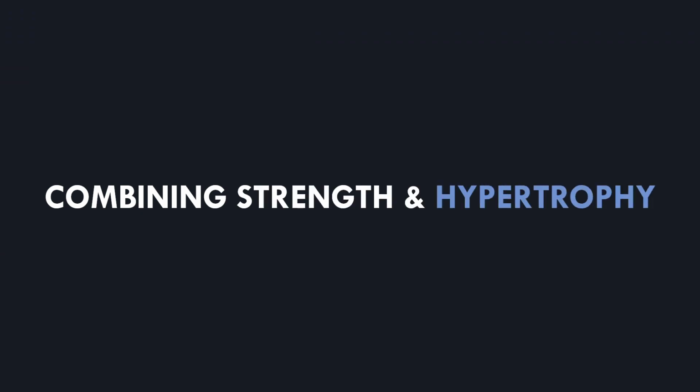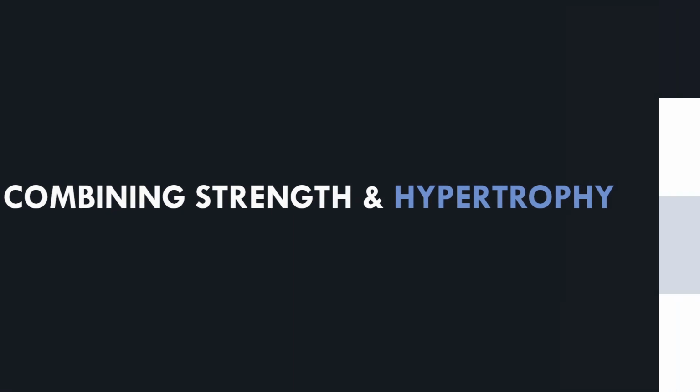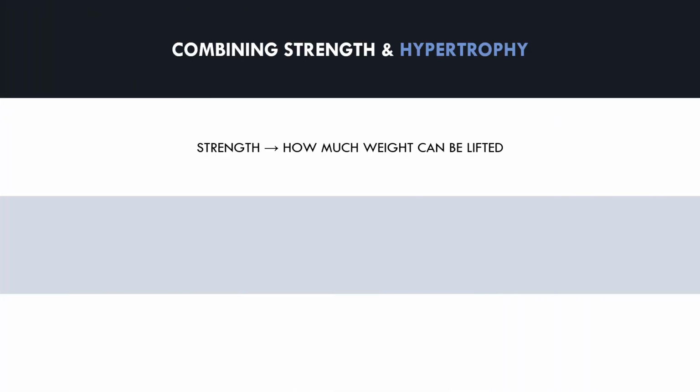However, some trainees also want to get stronger at certain lifts in addition to growing muscle. Therefore, we will briefly cover the role of exercise selection for strength training and how it can be combined with hypertrophy training. Strength is a different adaptation to hypertrophy. Strength refers to how much weight can be lifted in a given exercise.